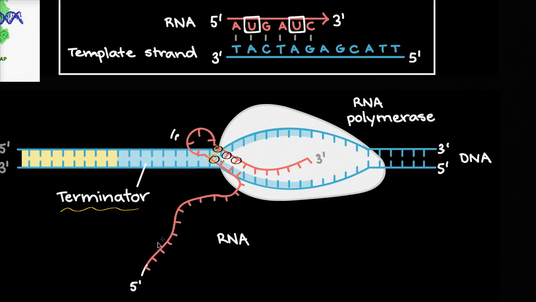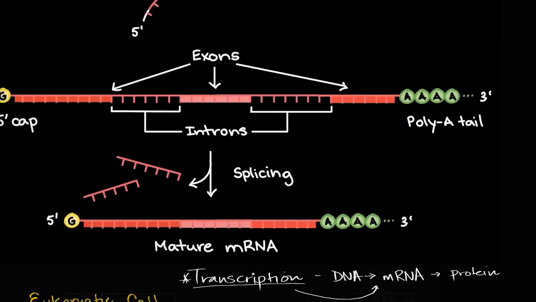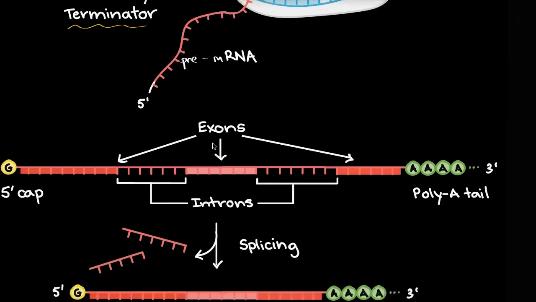Now, if we're talking about a prokaryote, we're done. This would be our messenger RNA, which can then go to a ribosome and be translated into a protein. But if we're talking about a eukaryote, then we have to do a little bit of processing. If this is a prokaryote right over here, this would be our mRNA. If this is a eukaryote, then this is our pre-mRNA, which now has to be processed.